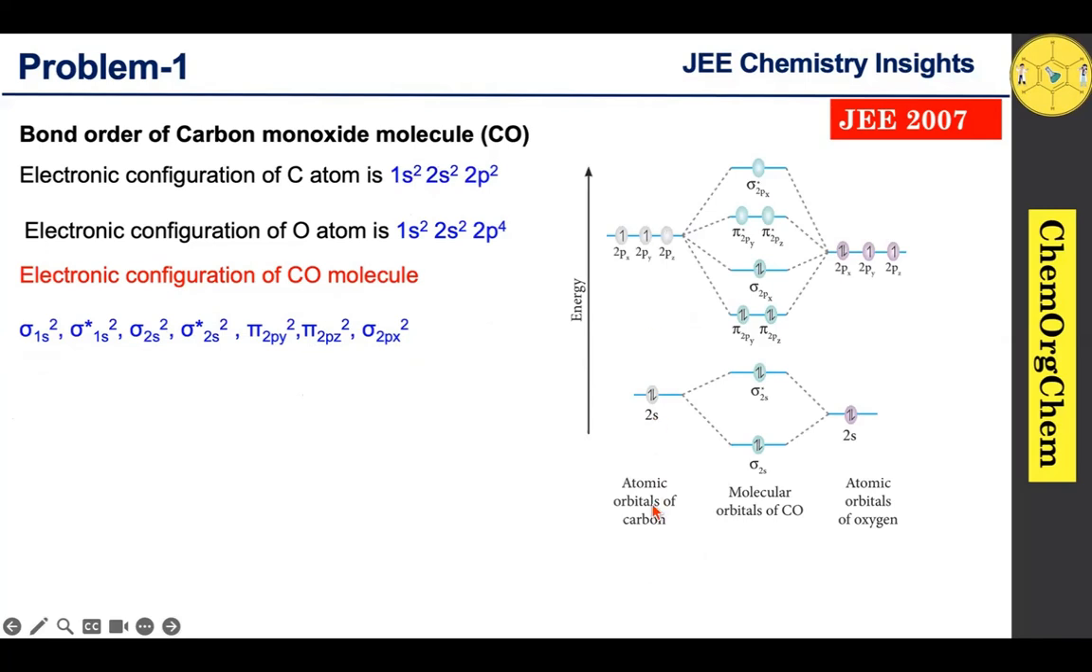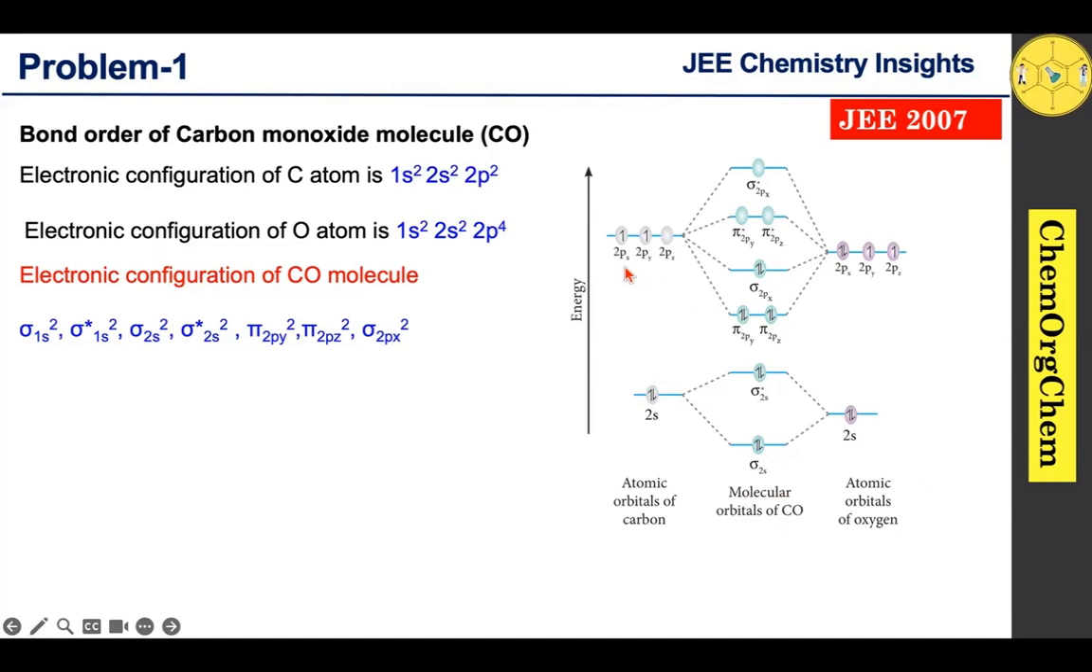Now you see this side is the atomic orbitals of carbon and this side is the atomic orbitals of oxygen. The carbon 2s orbital holds 2 electrons, and the oxygen 2s orbital holds 2 electrons. These 2s orbitals combine with each other to form two molecular orbitals: one is sigma 2s, another is sigma star 2s. This one is a bonding molecular orbital, and this one is an antibonding molecular orbital.